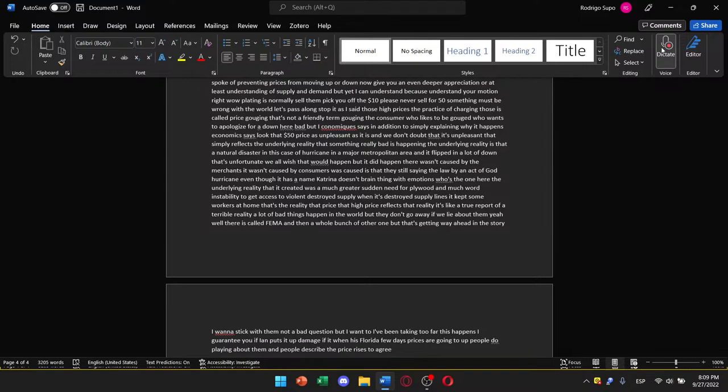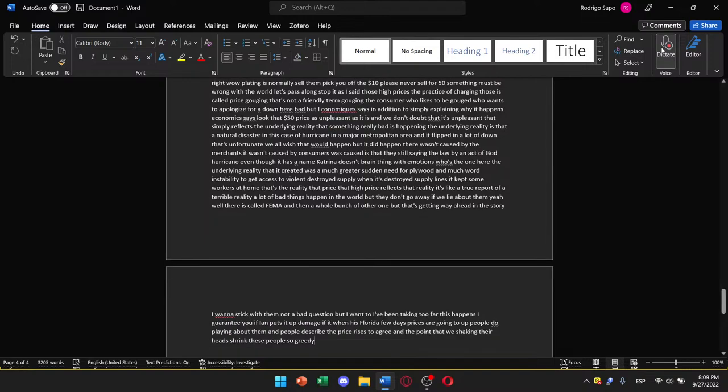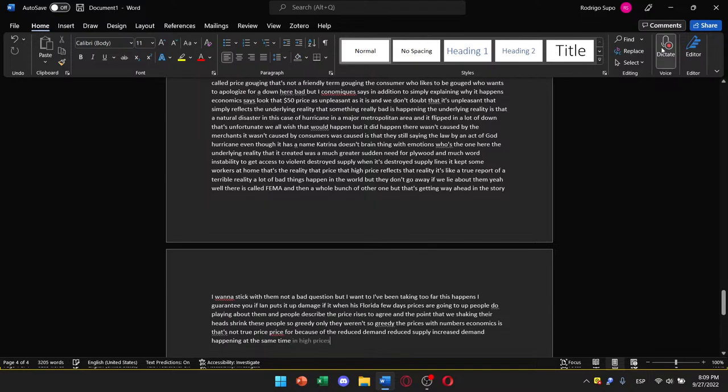And the pundits will be shaking their heads, shame these people so greedy. If only they weren't so greedy, the prices wouldn't have risen. Economics says, no, that's not true. Price didn't rise because of greed. Price rose because of the reduced supply and the increased demand happening at the same time. And higher prices reflect the underlying reality. It's an unfortunate reality, but that is the reality. And don't make it go away by pretending it isn't there.